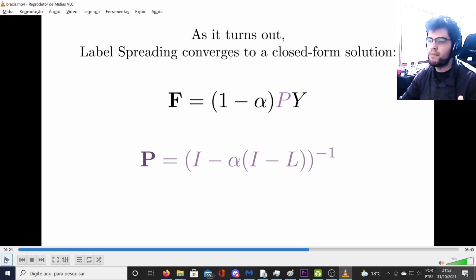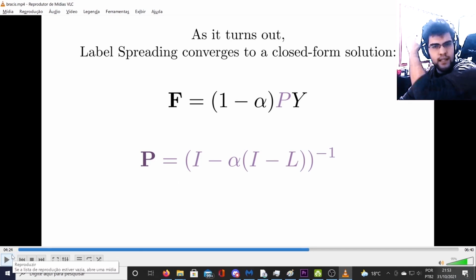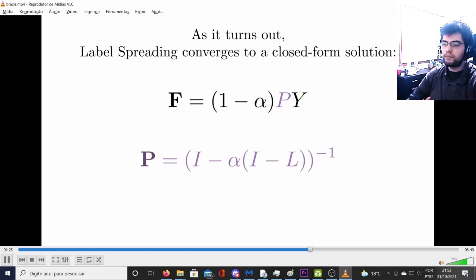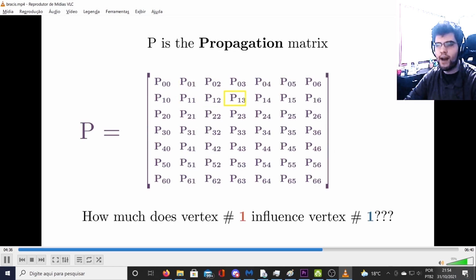It's 1 minus alpha times this matrix P, which is called the propagation matrix, composed with the matrix Y. Here, Y is still the initial labels. So what this tells us is that the final classification is just some sort of linear combination of the known initial labels.